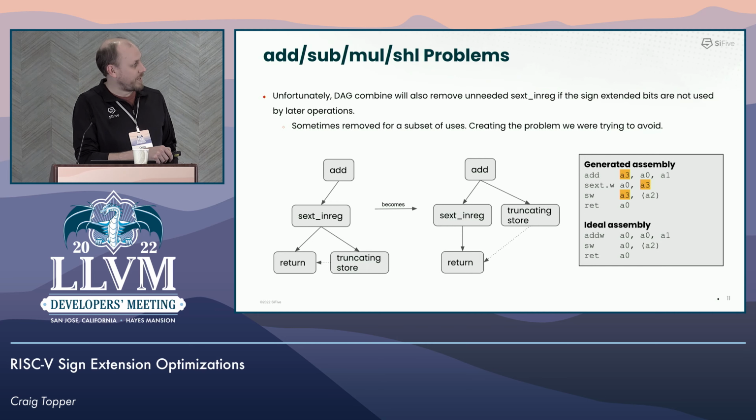So DAG combine helpfully puts the sign extend in reg and the truncating store in parallel, both using the add, because it thinks this is going to have a non-zero cost. This results in the generated assembly over here, where we have an extra sign extend W instruction because we weren't able to use an add W for both uses. So the ideal assembly would have just used an add W that goes to both the store word and the return.